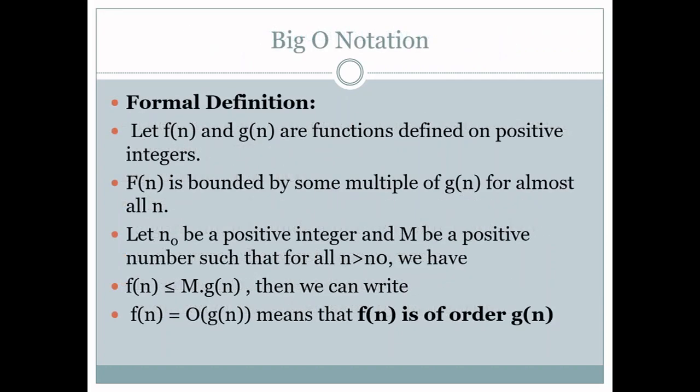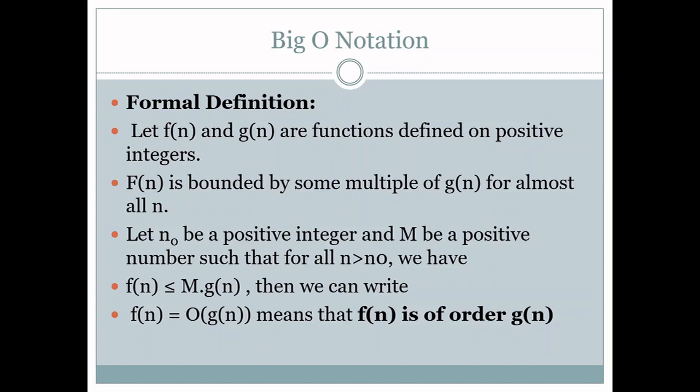Now we will see the formal definition of big O notation. For that, we take two functions f of n and g of n, which are defined on positive integers, and f of n is bounded by some multiple of g of n for almost all n. So f of n and g of n have a connection. That is, f of n will be bounded by some multiple of g of n.